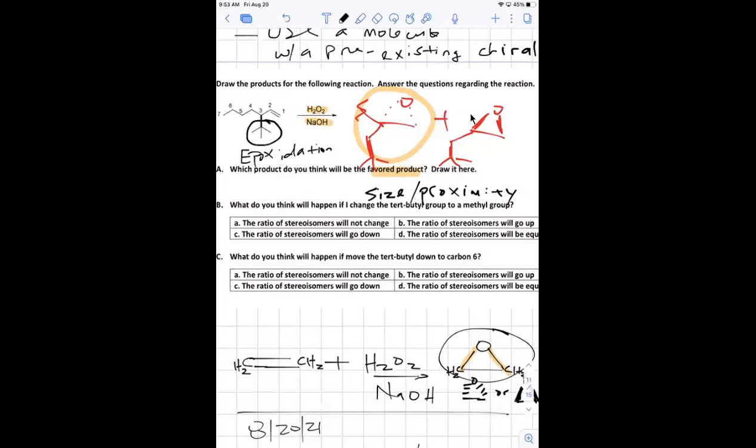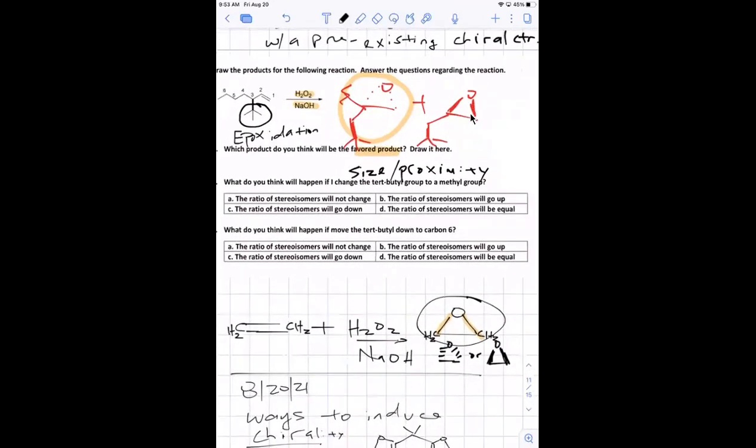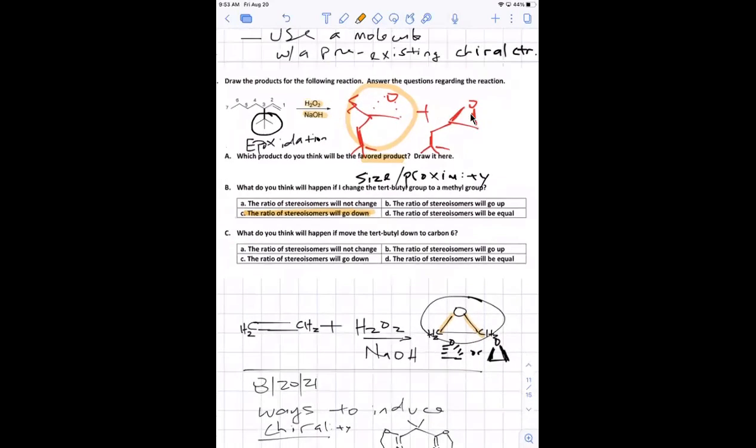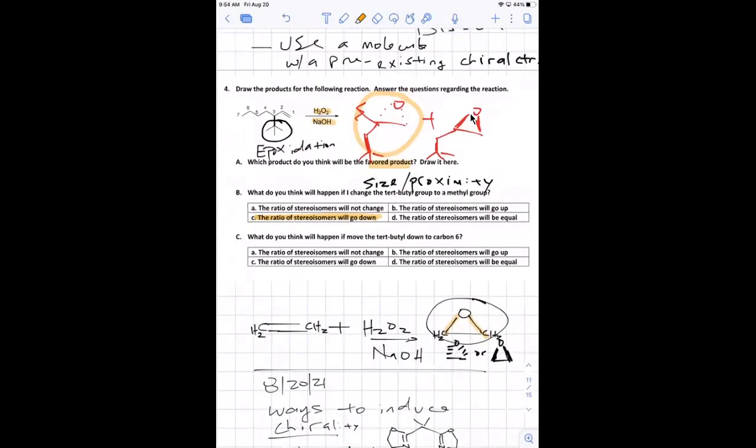All right, so if I change the tert-butyl group to a methyl group, right, the ratio of stereoisomers is going to go down. So instead of 85 to 15, it might go down to 75 to 25 or something like that. And then the other question is based on this other piece too, the proximity part. What do you think will happen if you move the tert-butyl all the way down to carbon 6?